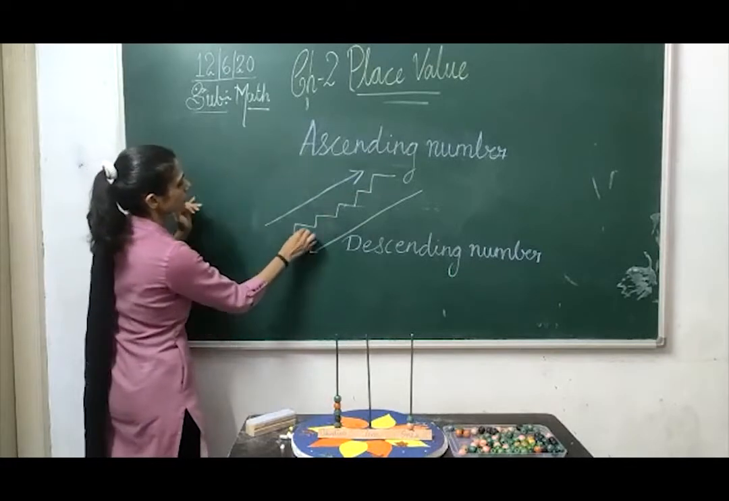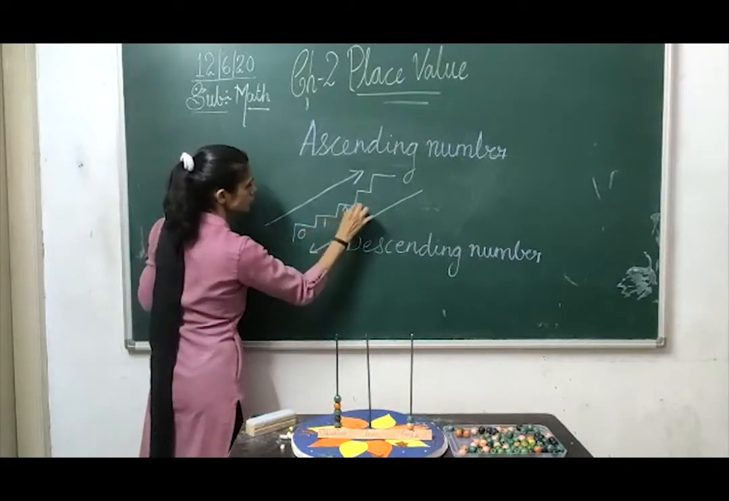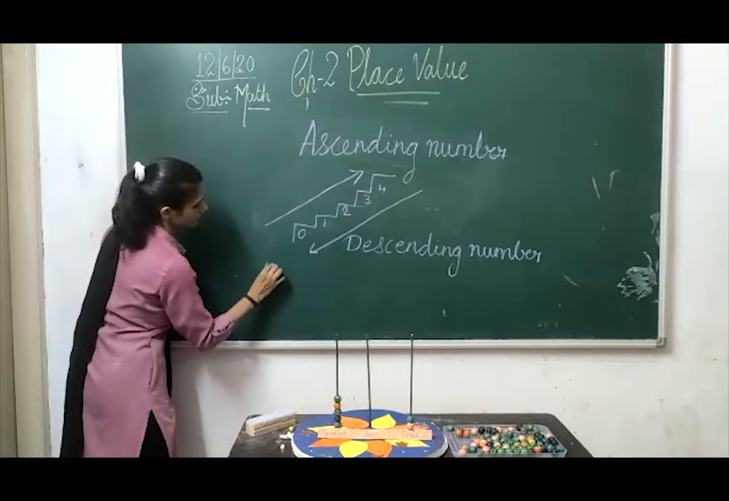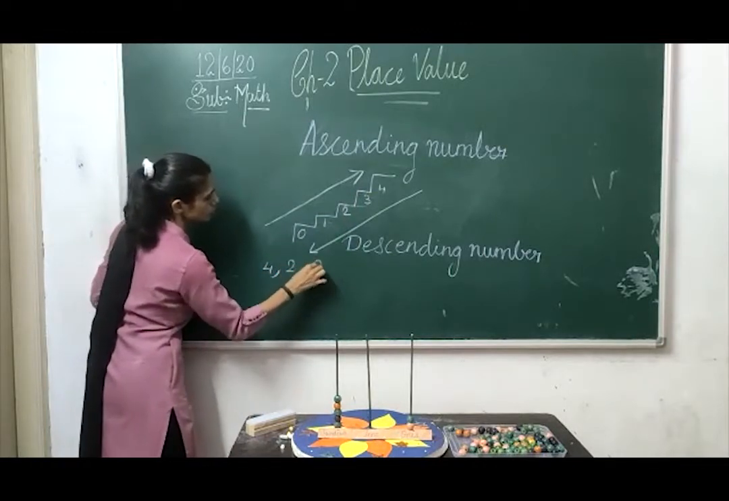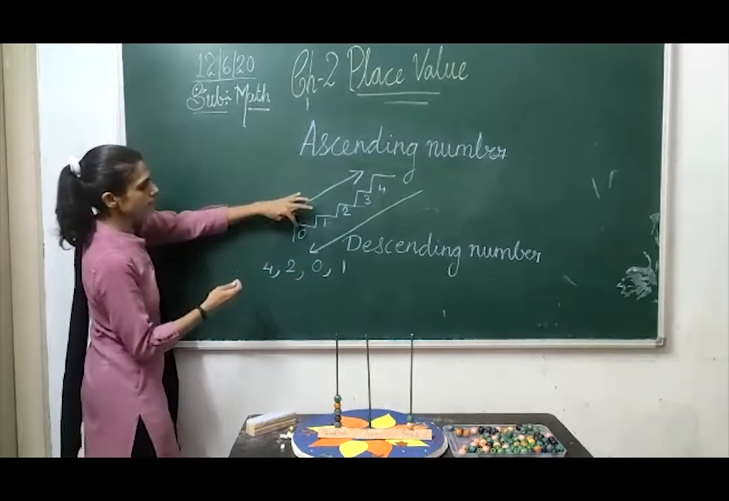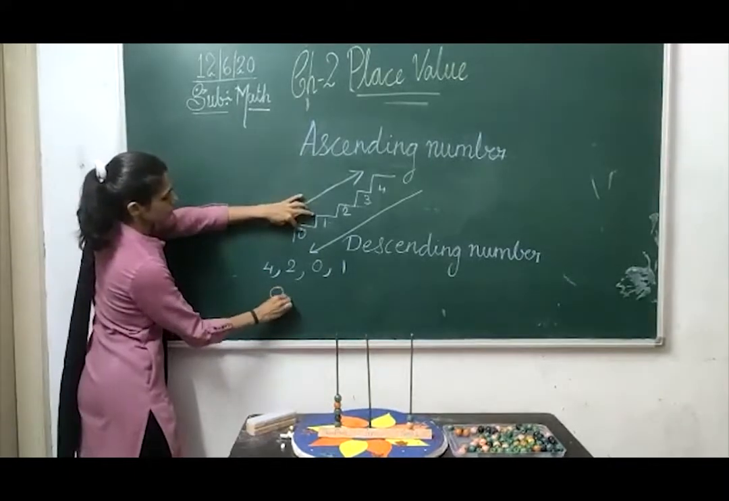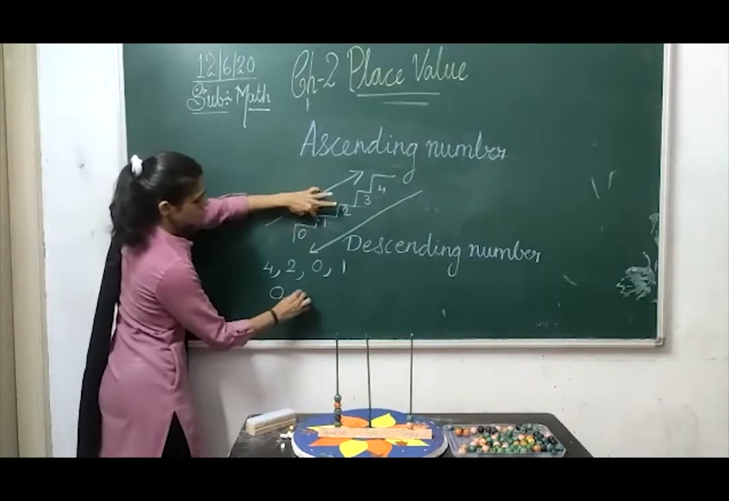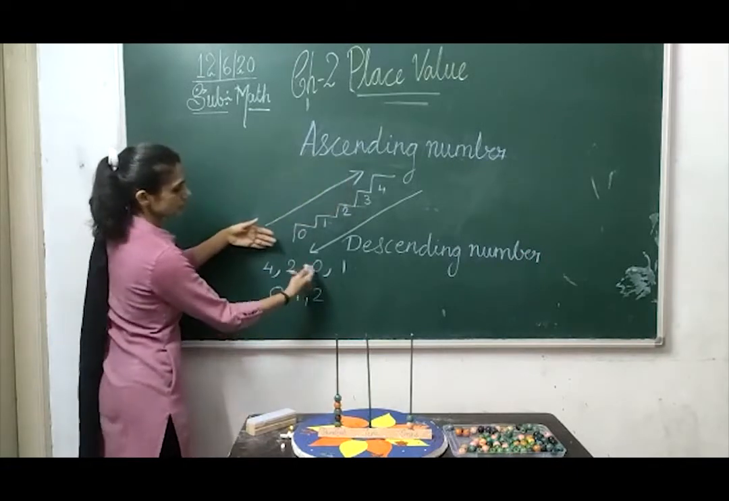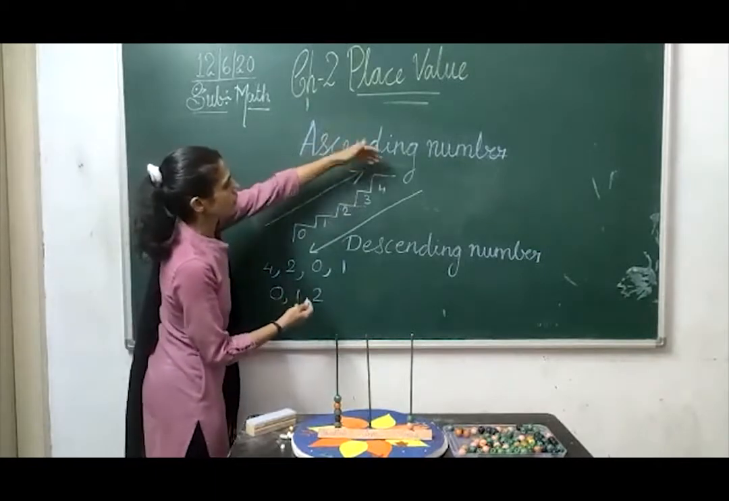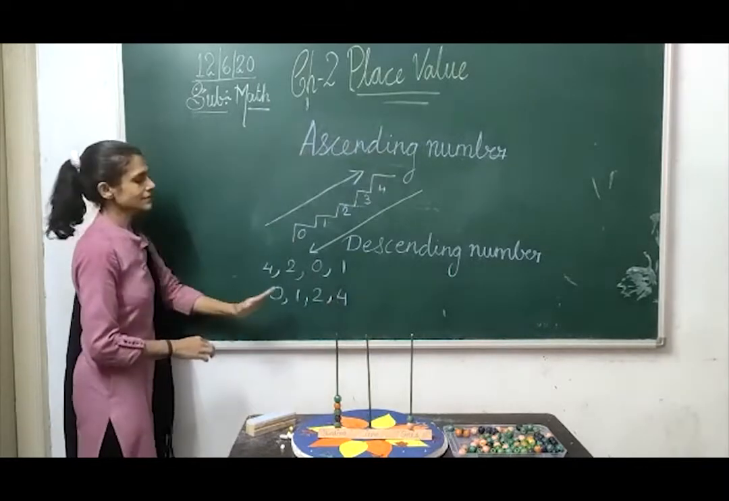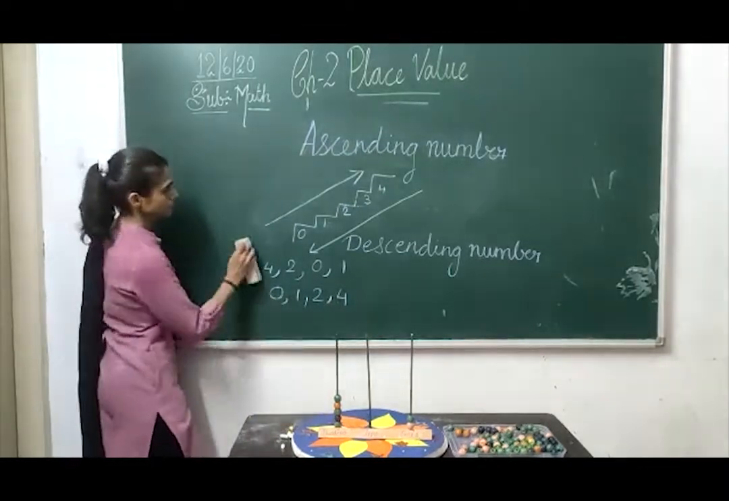If I put over here 0, 1, 2, 3, 4, and I unscramble that number, I will write over here 4, 2, 0, 1. How should I make ascending? Okay? So what comes first? 0 comes first. I will put 0 first. Then what comes second? 1. I will put it. Then 2. 3 is not there. In this, 3 is not there. Then I will jump over and look after that. What is there after 3? 4. So I will put 4. This is known as ascending number.